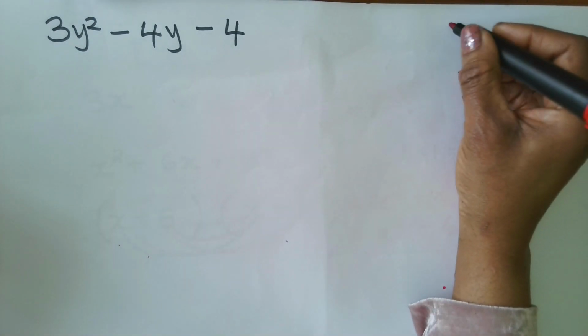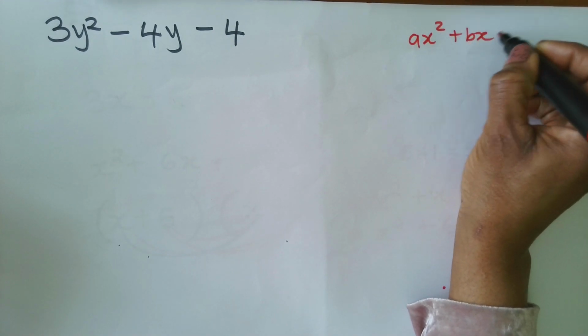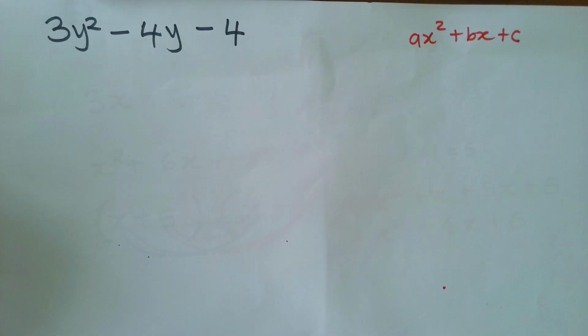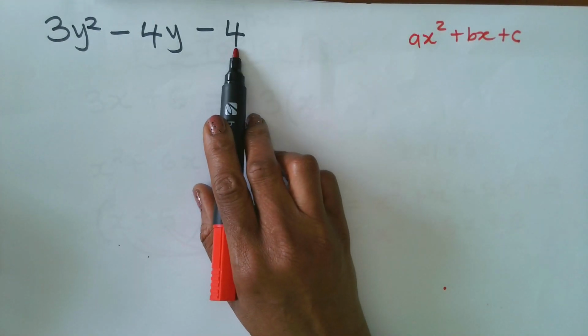Okay, so we've got this example, right? This method is slightly different from the factorization that we've done in our previous slide. When a quadratic expression is in the form of ax squared plus bx plus c, what we're going to do is to put the value of a in front of each of the brackets. So don't panic here. First of all, we have to multiply this 3 by minus 4.